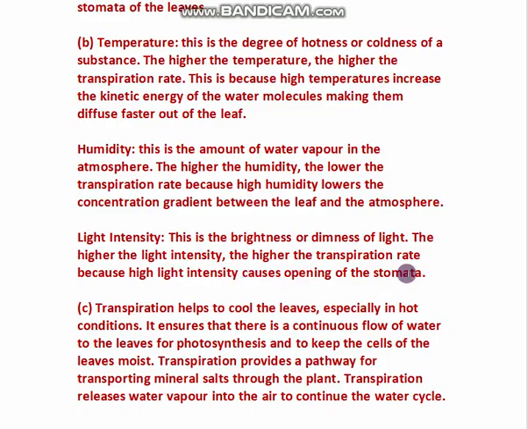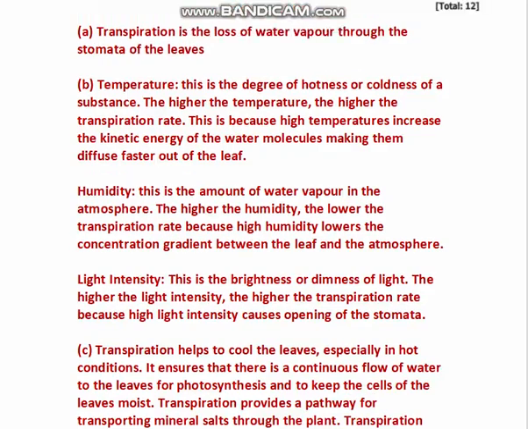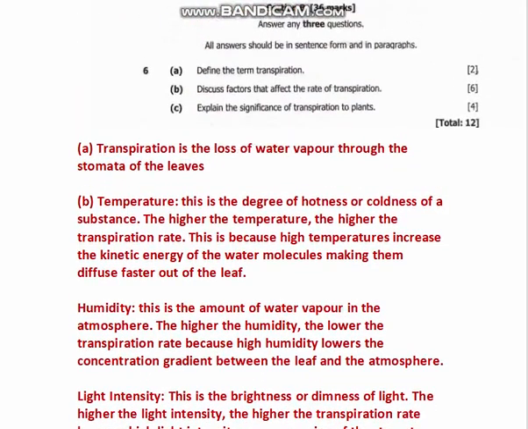So these are the factors which affect the rate of transpiration on question B. If you want, you can also include wind speed, because wind speed also affects the rate of transpiration. So you can also include wind speed here, or the surface area as well. Then looking at question C, so this was question B, 6 marks, explaining all those 3 things.